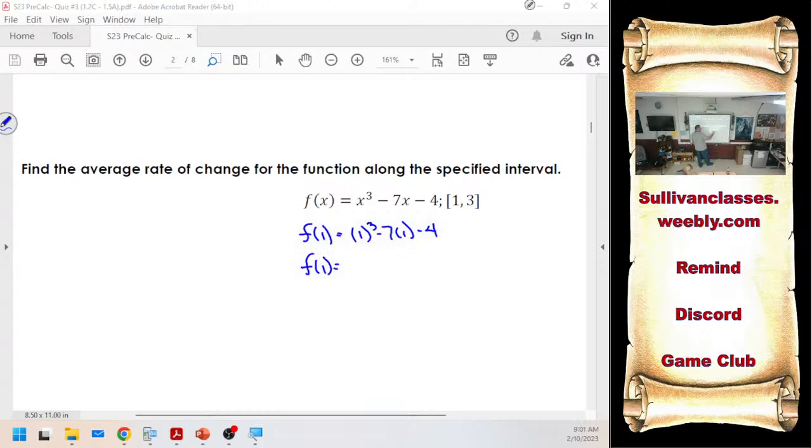So I plug in a 1, I get 1 minus 7 minus 4 is a negative 10. I plug in a 3.